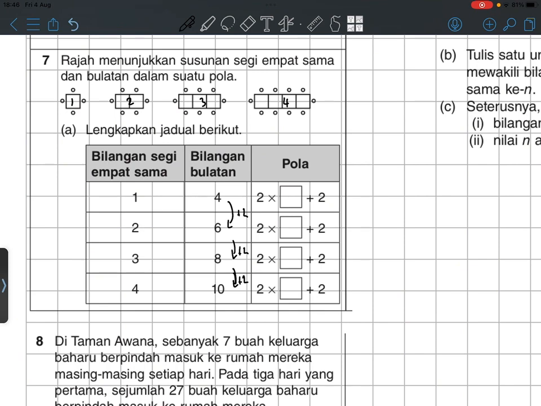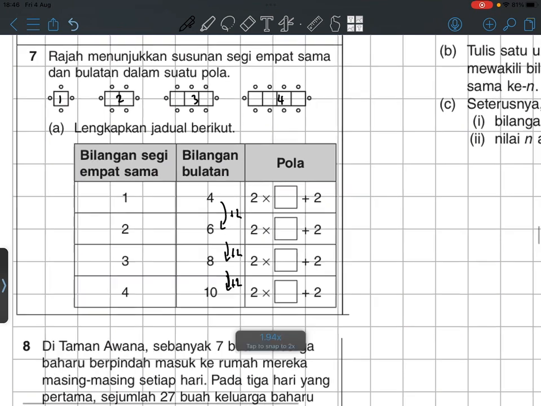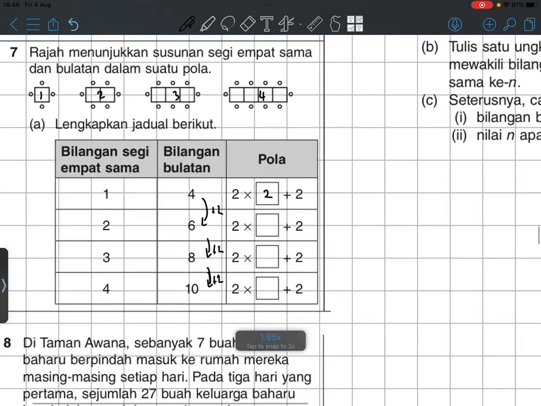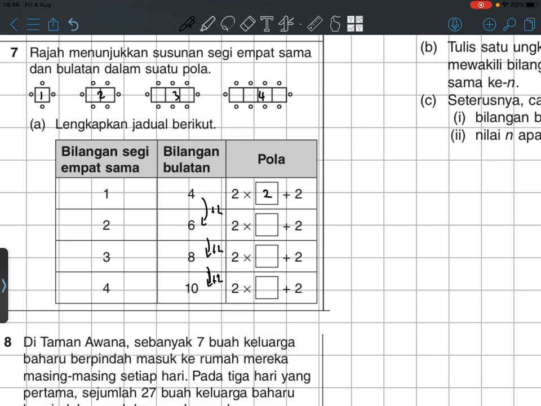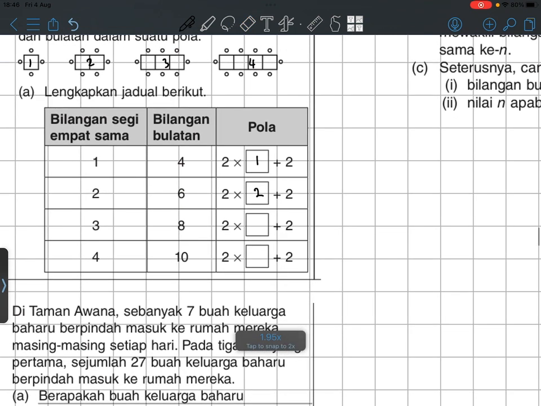So 2 times 2, okay, we will get 4, right? 2 times 1 plus 2 is 4, right? Okay, so 2 times 2 plus 2 is 6. So the rule of thumb is, you need to multiply whatever you put in the box by the number of squares, okay.